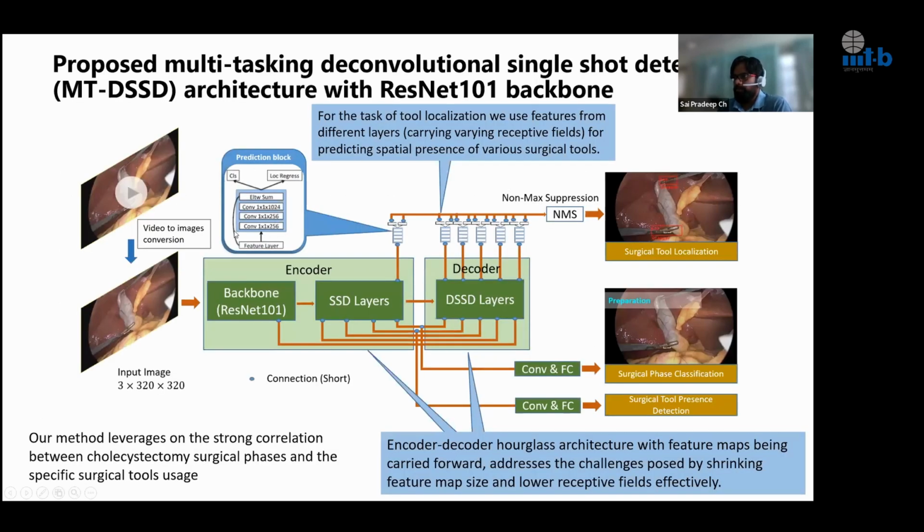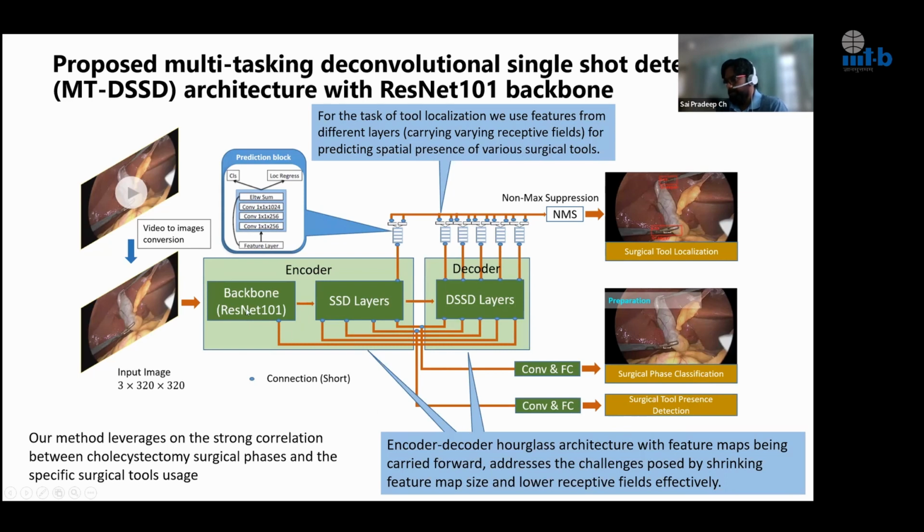Coming to our proposed methodology, we propose a multitasking deconvolutional single shot detector, in short MTDSD, architecture, with a ResNet-101 backbone. Right. So these are the three tasks in hand which we are targeting. Surgical tool localization provides the bounding boxes along with the tool name, that is, the bounding box of the tool and what tool is present inside the bounding box. Then surgical phase, and surgical tool presence detection. For the task of tool localization, we use features from different layers which carry varying receptive fields for predicting the spatial presence of various surgical tools.